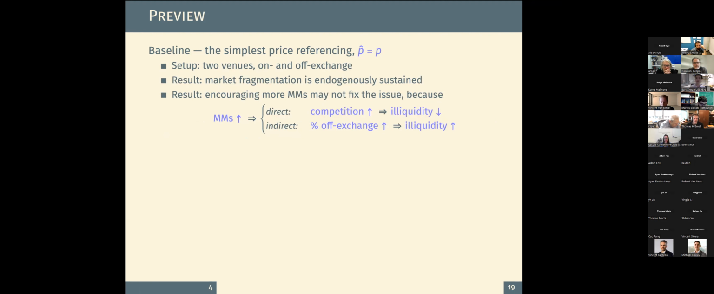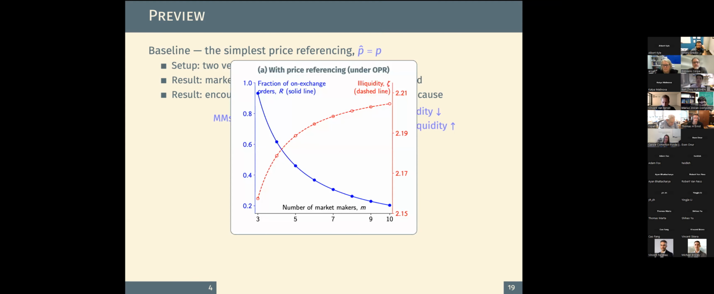So more market makers would like to fragment more orders off exchange. Essentially, they want to enlarge their Z hat, if you remember my example. And the more orders they have off exchange, the more illiquid the market becomes because they have even less incentive to compete on exchange. So this indirect effect can undo some of the direct effect. In fact, we show that at least in the specification of our model, this indirect effect can dominate.